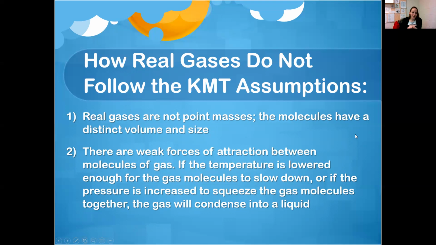The second assumption said that there were no forces of attraction, but that's not true. There are weak forces of attraction between gas molecules. And if you lower the temperature and slow the gas molecules down, or if you increase the pressure and squeeze the gas molecules closer together, they will actually start to form stronger bonds of attraction with each other. When they're closer together, when they're not moving past each other as quickly, those forces of attraction start to affect the gas's behavior. That's why under low temperature or high pressure conditions, you can get a gas to condense into a liquid, because those forces of attraction between the molecules start to have a real impact on the gas.